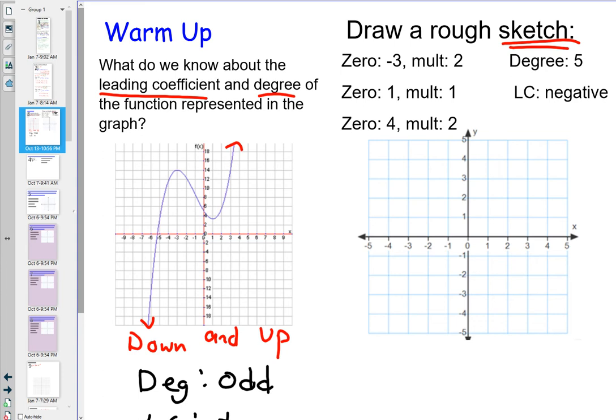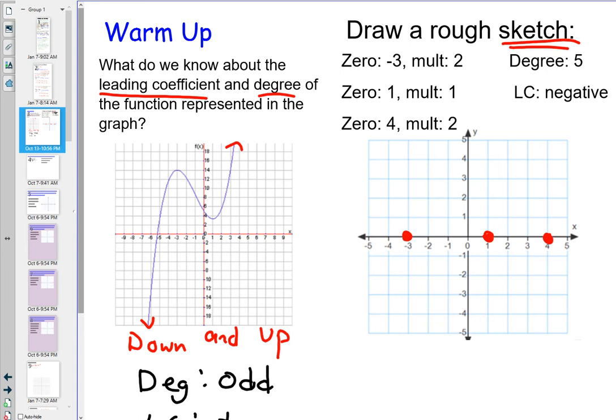I would first graph my zeros. So here I have a 0 and -3, here's 1, and then that's 4. Remember, zeros mean x-intercept. Somebody asked me a question last period, actually not a bad question, because the next thing I do is put the arrows, and she was really confused about where to put the arrows.